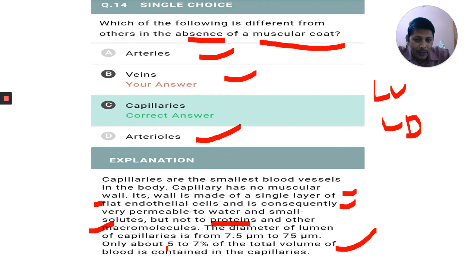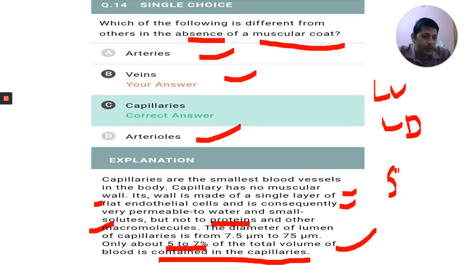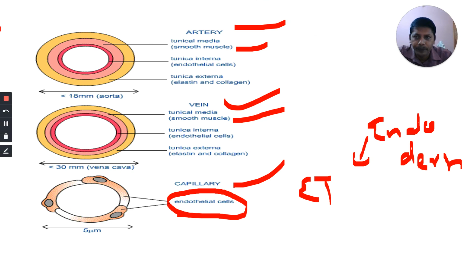Only about 5 to 7% of the total volume of the blood is contained in the capillaries. That means in our body about 5 to 7% of the total blood volume is present in capillaries.